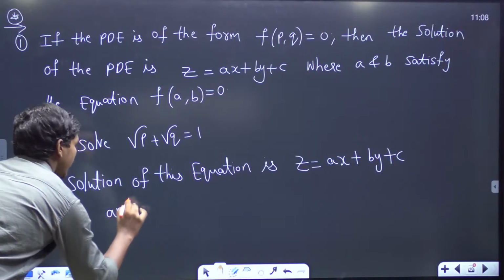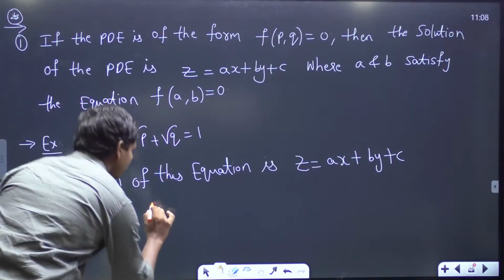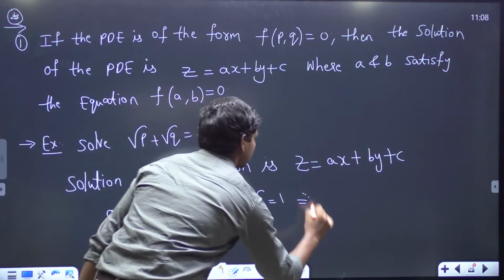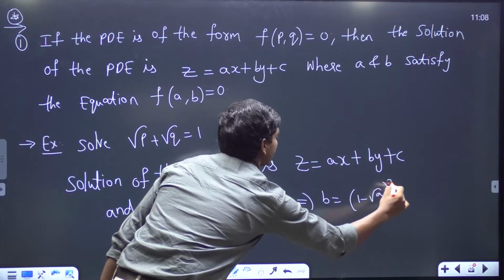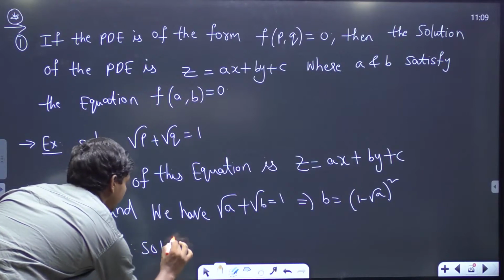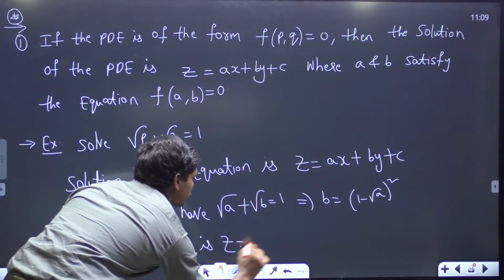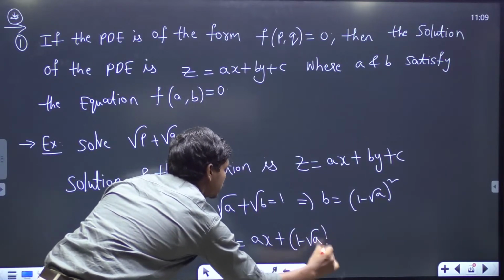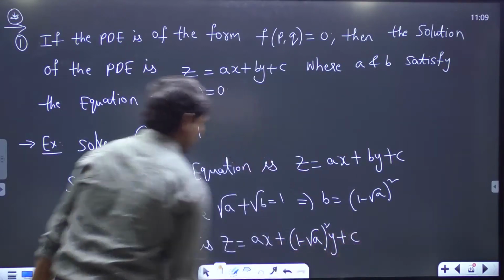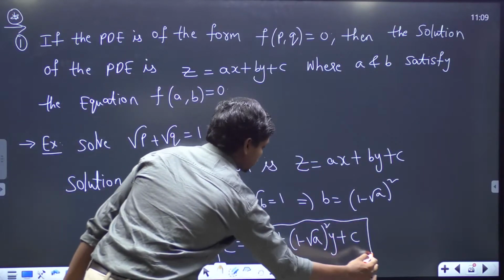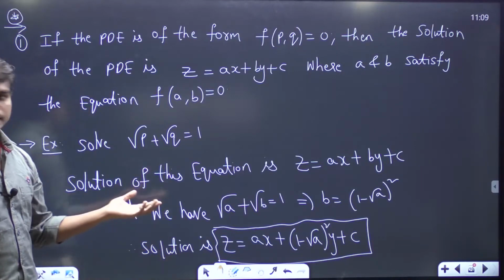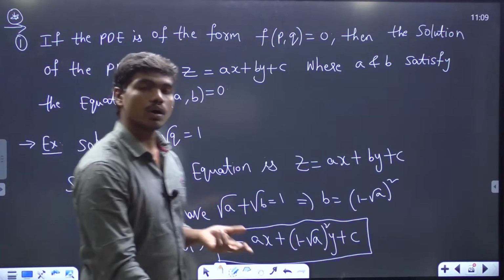And I told you a and b satisfy this equation, so we have square root of a plus square root of b is equal to 1, which implies b can be written as 1 minus root a whole square. So if you substitute this b in terms of a in this equation, the solution is z is equal to ax plus 1 minus root a whole square into y plus constant. Now we have only two arbitrary constants in this solution. Okay, so this solution involves two arbitrary constants and two independent variables. As a result, we have only first order equations, means differential coefficients only of first order, p and q. Is that okay to all of you?